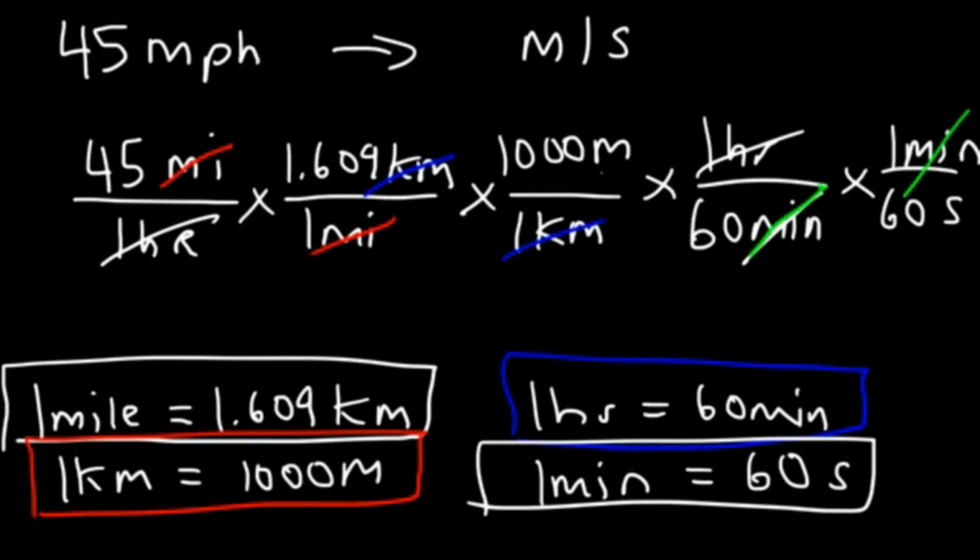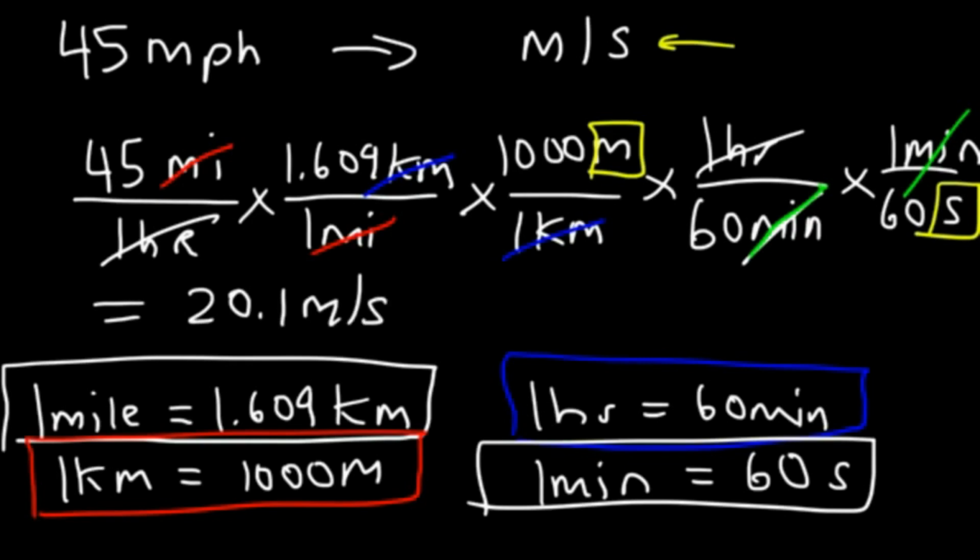So now we're left over with meters on top and seconds on the bottom, which is what we want. So now let's do the math. Going from left to right, it's going to be 45 times 1.609, and that's 72.405, and then multiply that by 1,000, and then divide by 60, and then divide that result by 60 again. So the final answer that I have is 20.1 meters per second. So now you know how to convert miles per hour to meters per second.